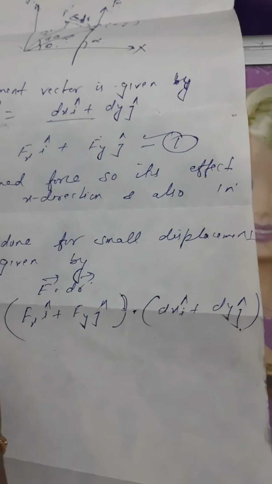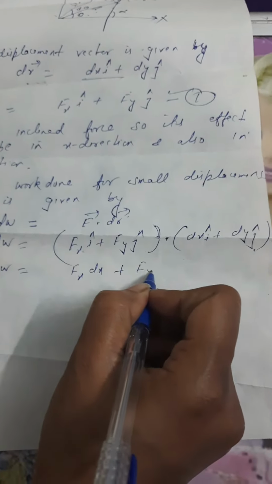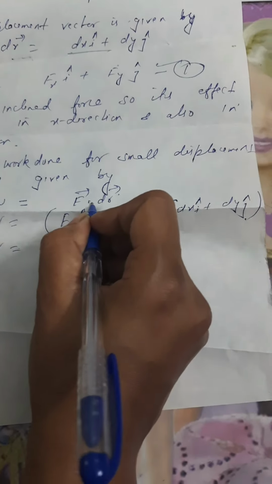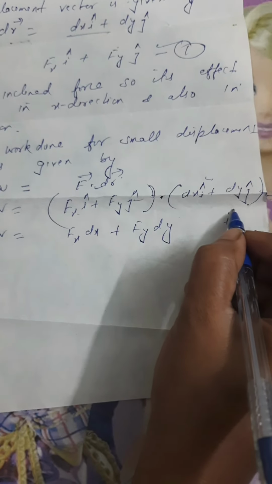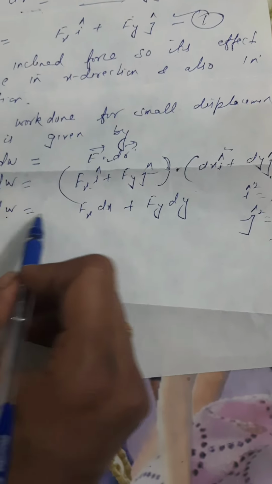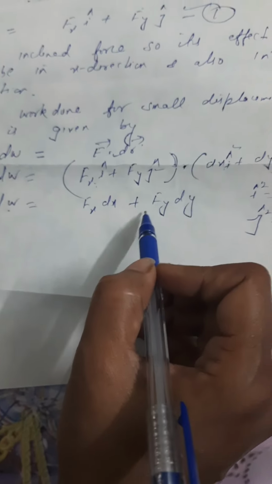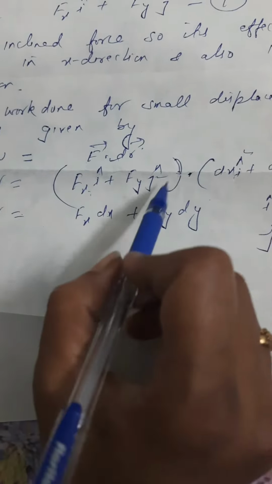Okay. Then dw will be Fx dx plus Fy dy. Since i cap square is 1 and j cap square is also 1, dw is equal to Fx dx plus Fy dy. Clear?